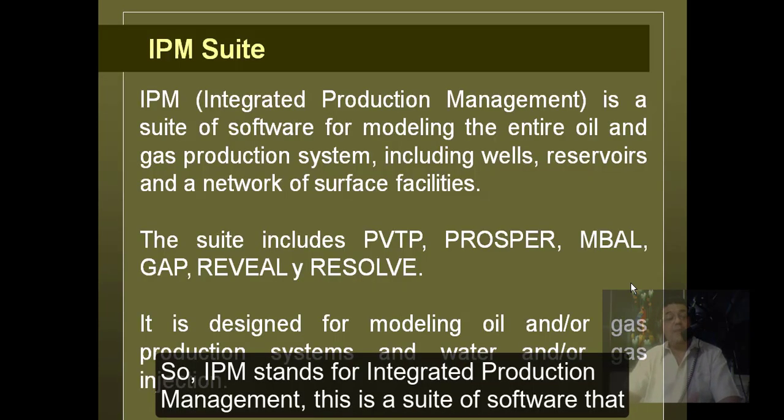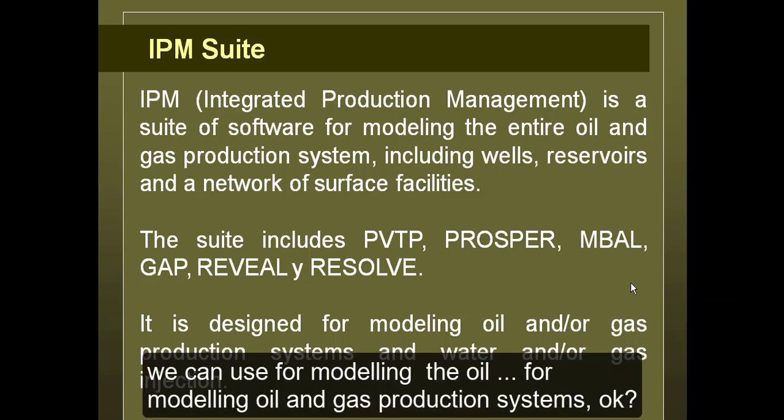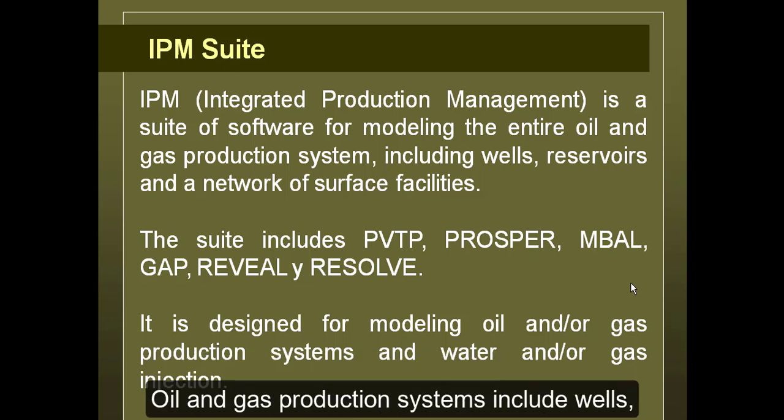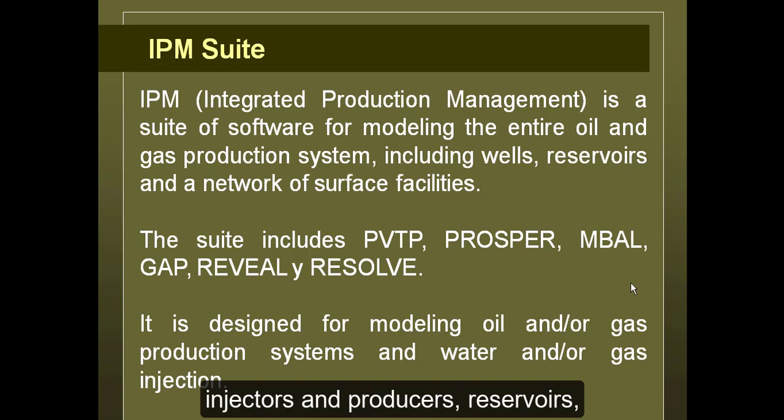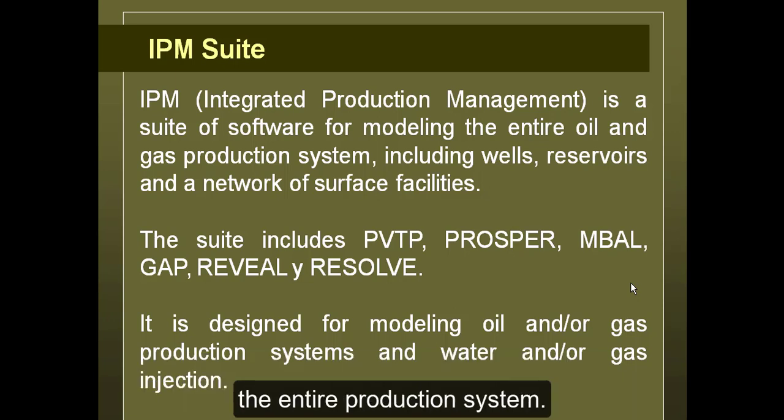So IPM stands for Integrated Production Management. This is a suite of software that we can use for modeling oil and gas production systems. Okay, an oil and gas production system includes wells, injectors and producers, reservoirs, and also a network of surface facilities. So as we can see, we're modeling the entire production system.